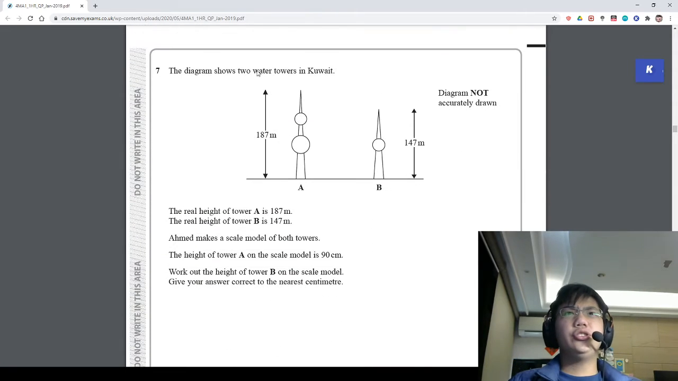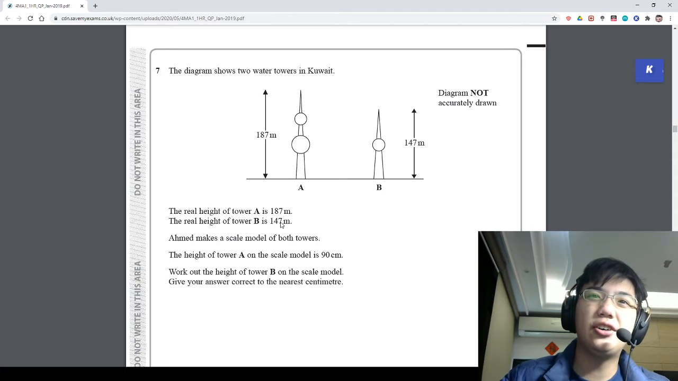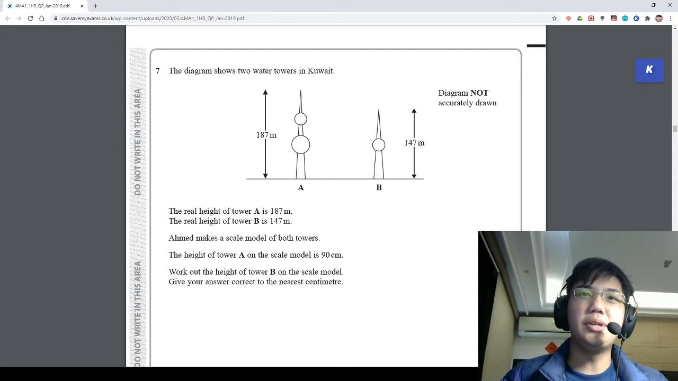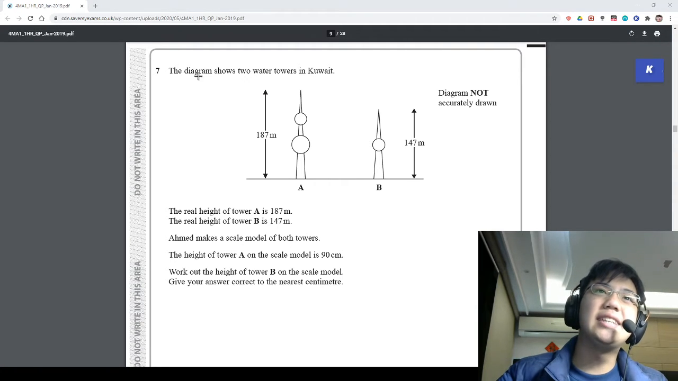The diagram shows two water towers in Kuwait. The real height of Tower A is 187 meters, the real height of Tower B is 147 meters, and Ahmed makes a scale model of both towers. The height of Tower A on the scale model is 90 centimeters. Work out the height of Tower B on the scale model. Give your answer to the nearest centimeter.